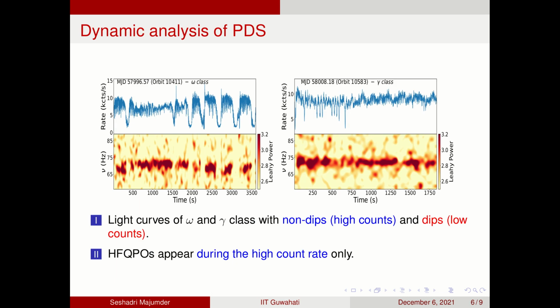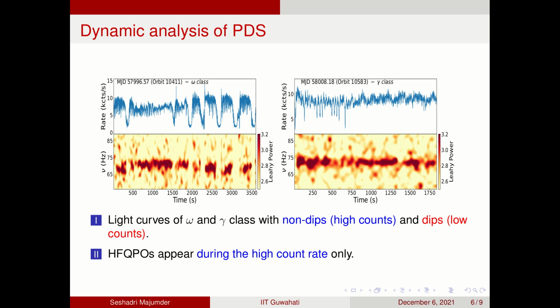Also in omega class and gamma class observations, we could see a sufficient duration of high counts in the light curve as well as small count dips in between two high count durations. So we intend to study which part of the light curve is actually generating this oscillation.